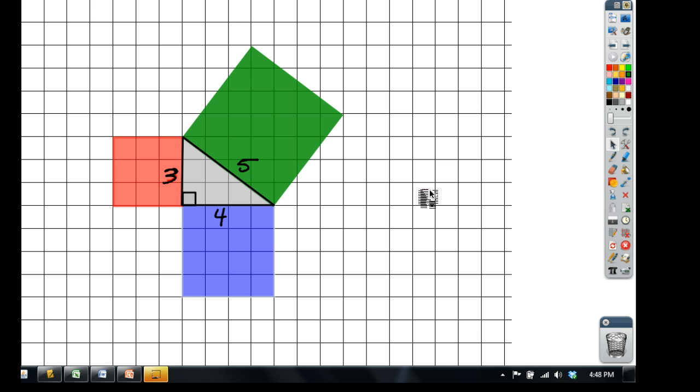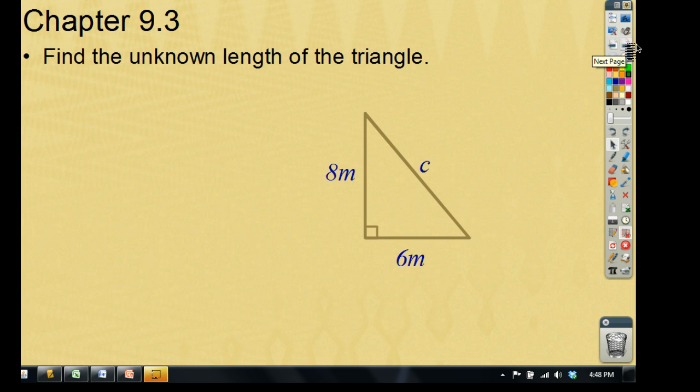Okay, so how do we use this? We're going to use this to solve for missing sides of a triangle, okay? Now, the way we do this is we say that the legs on a right triangle are going to be called A and B, okay? So we're going to have A and B. A and B are the legs.